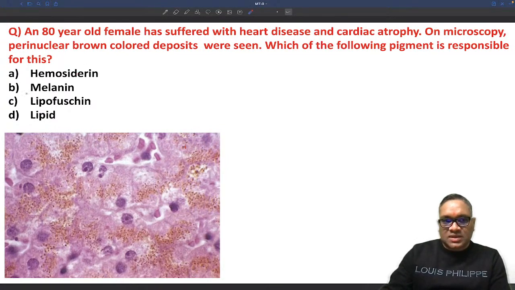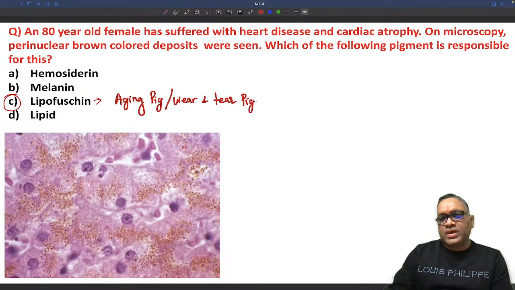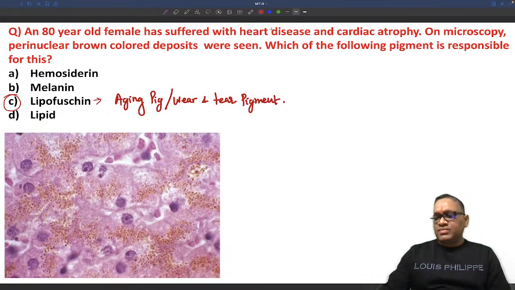So the correct answer is lipofuscin, right? So what do we have to remember about lipofuscin? What is lipofuscin? Lipofuscin is also called the aging pigment. You might know that it is also known as the wear and tear pigment, right? So wear and tear pigment or aging pigment, these are the names of lipofuscin.